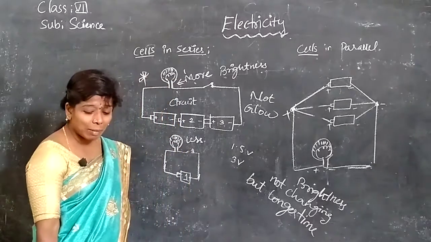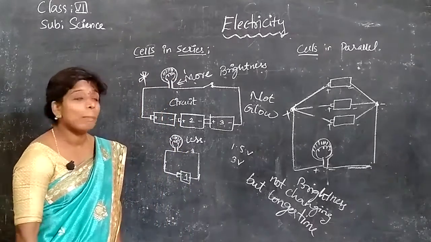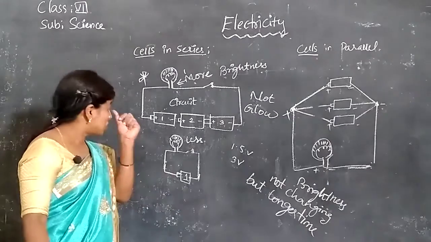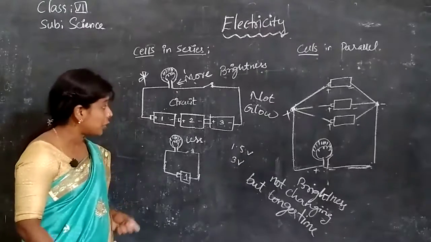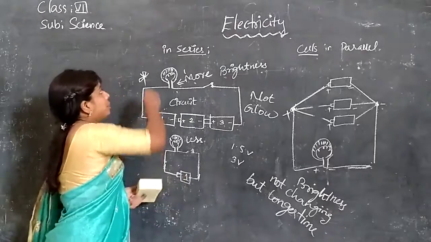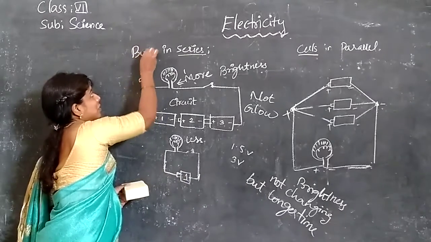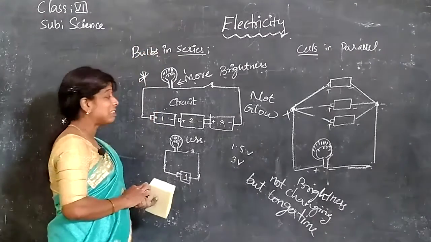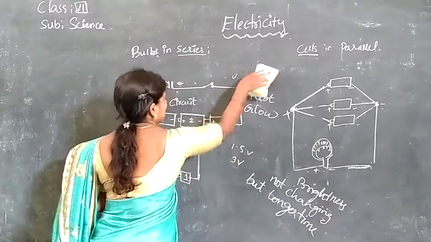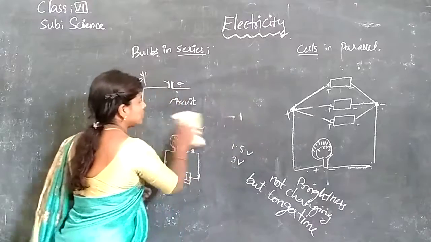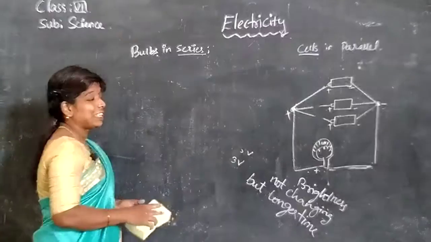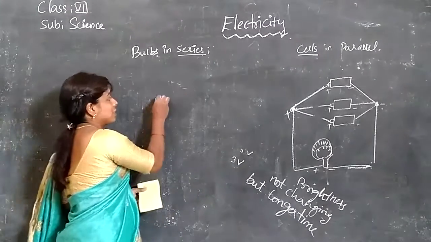This is about our cells in series, cells in parallel. Now the same if you take bulbs: bulbs in series, bulbs in parallel. Are all of you getting what I am saying? Cells in series, cells in parallel we have seen. Now we are talking about bulbs in series.